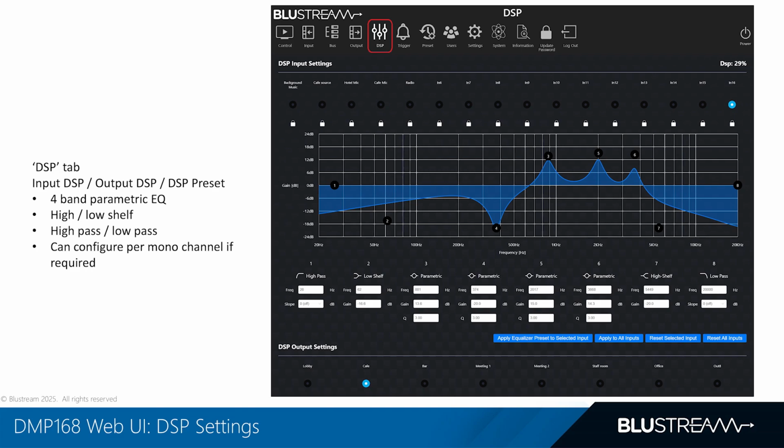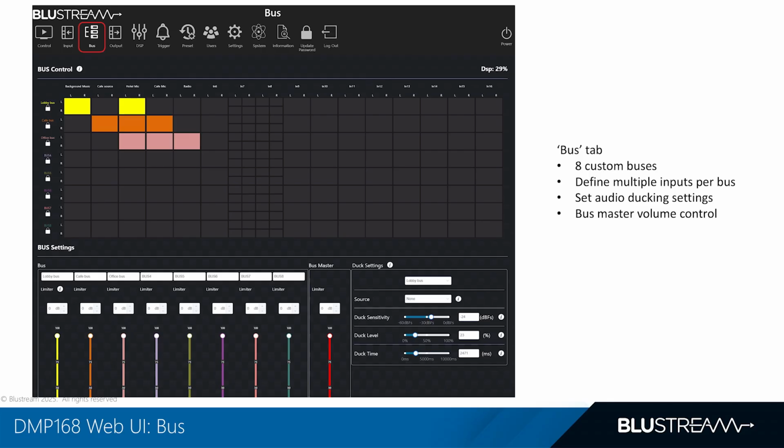And here we're taking a look at the bus feature of the DMP168. Think of a bus as a virtual mix path, a way to combine multiple sources and send them exactly where they need to go. The DMP168 includes 8 configurable buses, each with a flexible input assignment. So that's, of course, where we can mix any combination of sources like microphones, music players, with independent level control. So each source can be balanced within the mix.